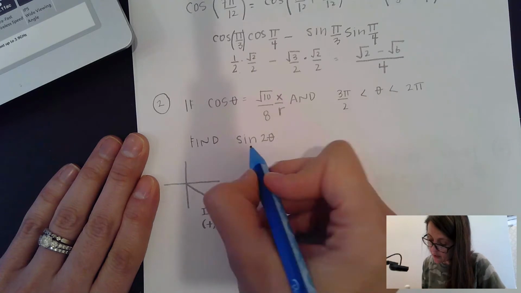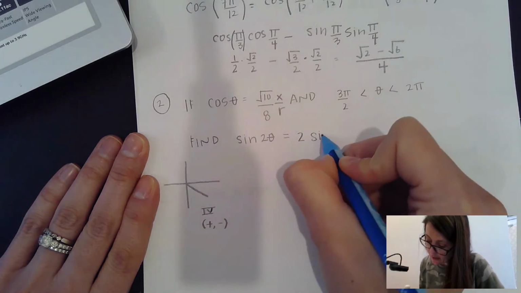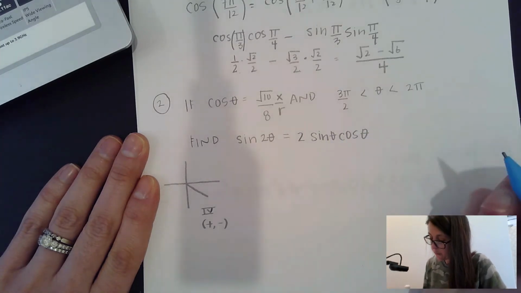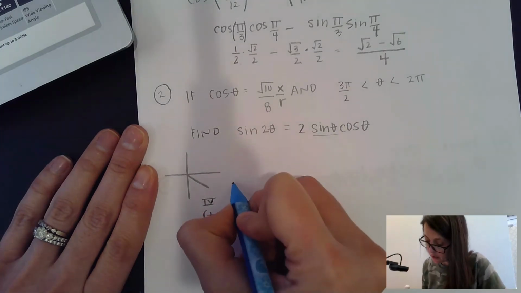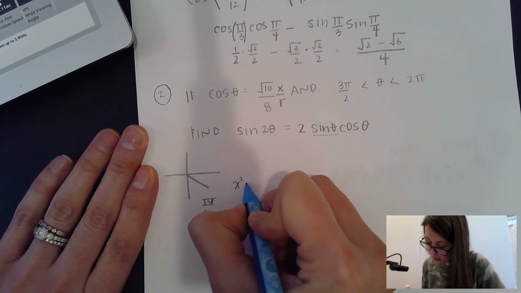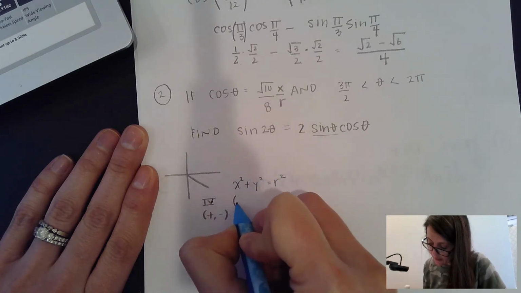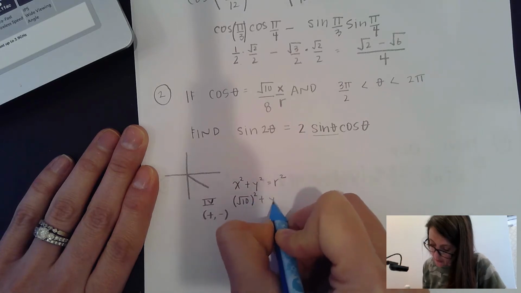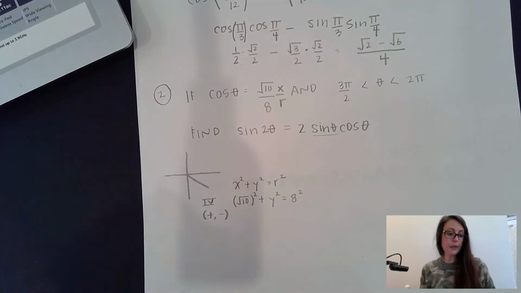because I have cosine. Sine of the double angle, remember, is 2 times sine of your regular angle times cosine of your regular angle. So I need to find sine of my regular angle. To do that, I am going to use the Pythagorean Theorem. So x squared plus y squared is equal to r squared. So my x squared will be square root of 10 squared plus y squared is going to be equal to 8 squared here.